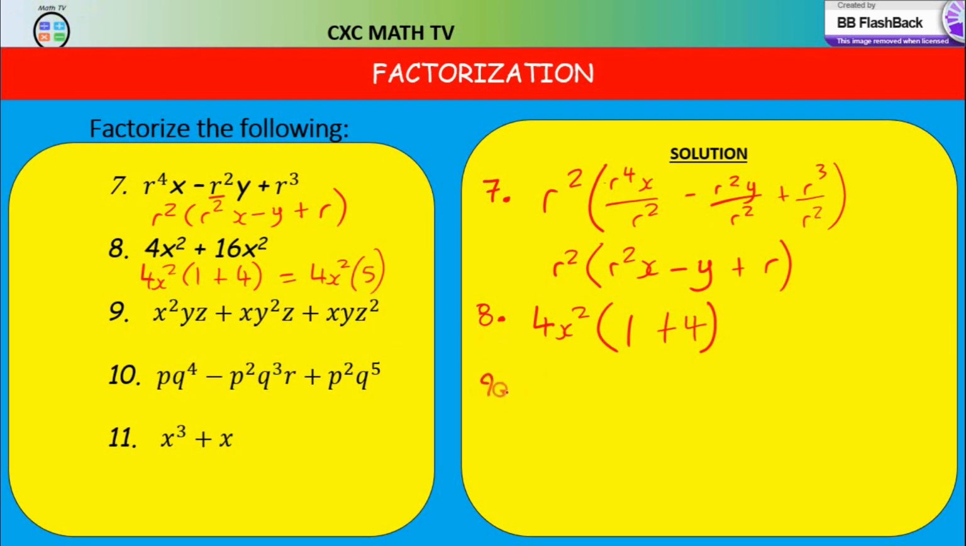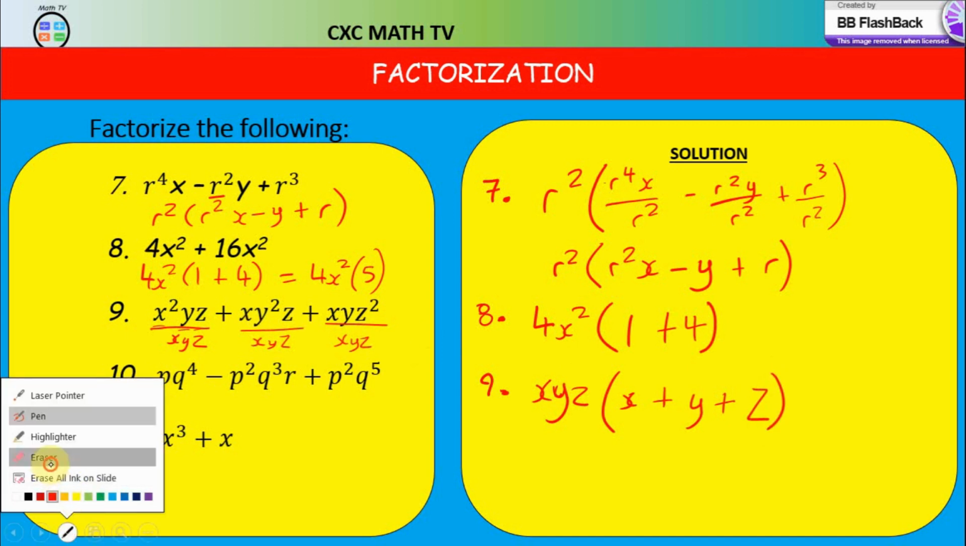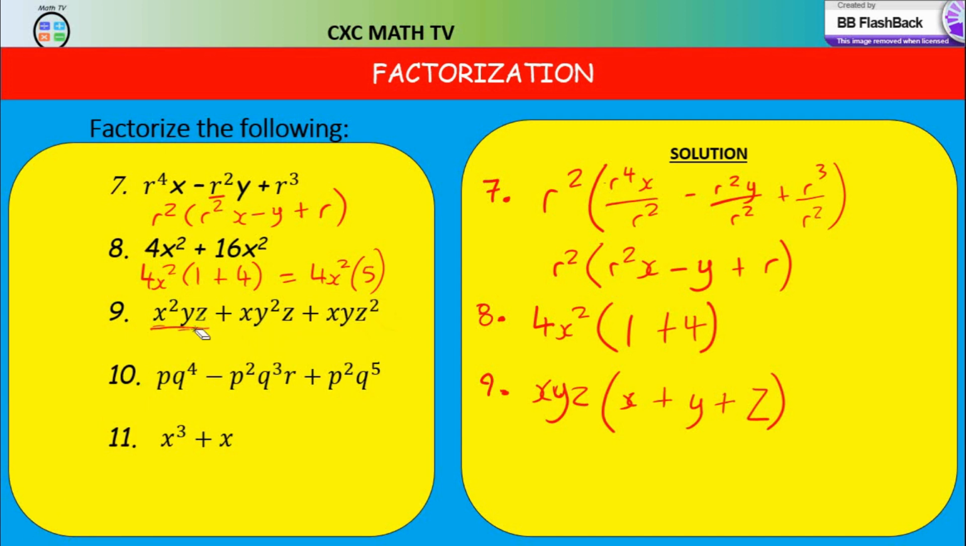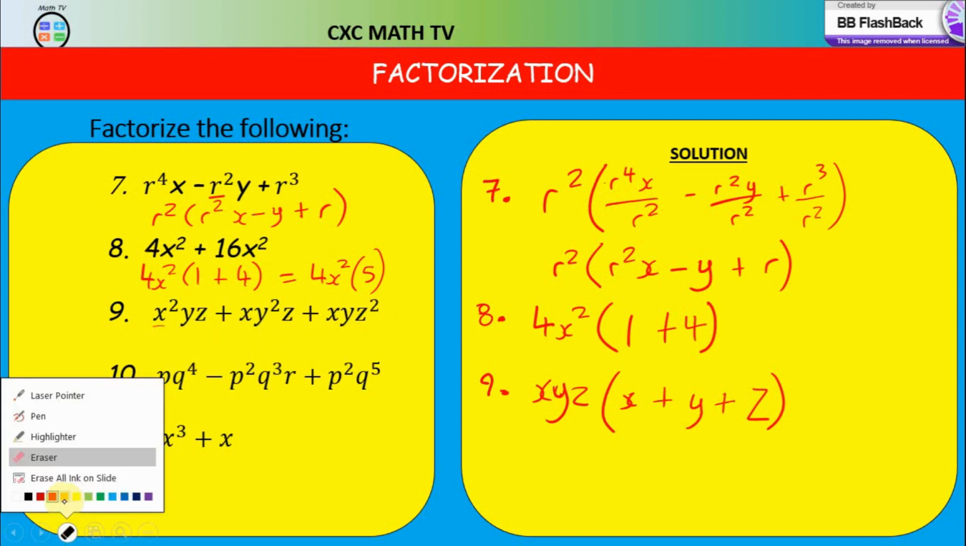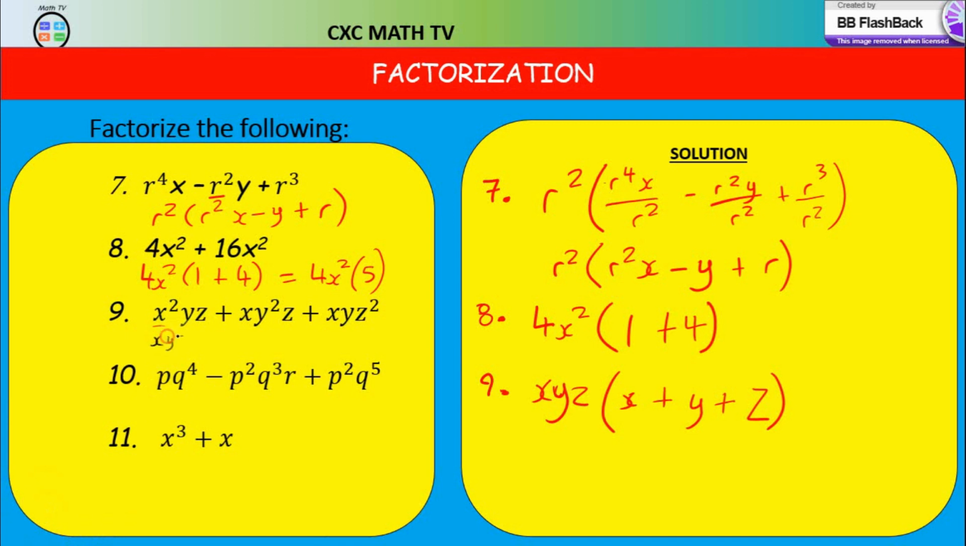Number 9. What do they have in common? All of them have x in common, y in common, and z in common. We can take out xyz. Now we divide. When you divide this by xyz, you would get what? Only x leaves. When you divide the next one by xyz, you just leave the y. Then you divide the next one by xyz, and you're left with z. So that's your answer. Your final answer is xyz in bracket x plus y plus z. So that's easy.